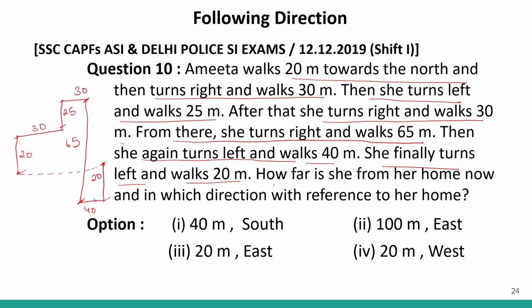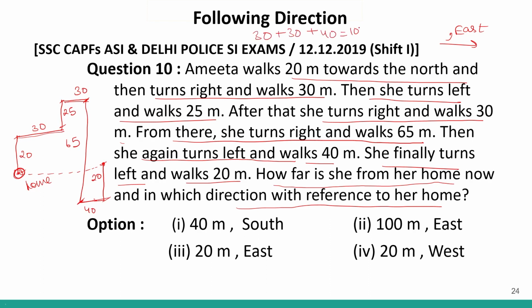Okay. We have to find out how far she is from her home now. So this was the initial position. This is the home, right? And in which direction with reference to her home? With reference to her home, definitely she is in the east direction. And the distance will be how much? The distance will be 30 plus 30 plus 40. So 30 plus 30, 60 plus 40, 100. So she is 100 meter towards the east from the initial position, which was her home. So the answer will be option number 2, 100 meter east.